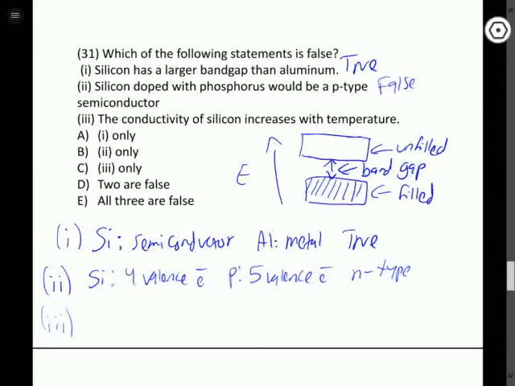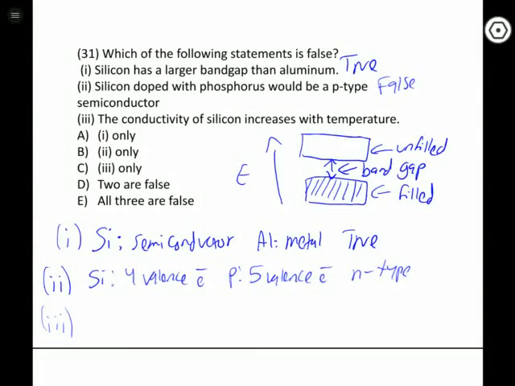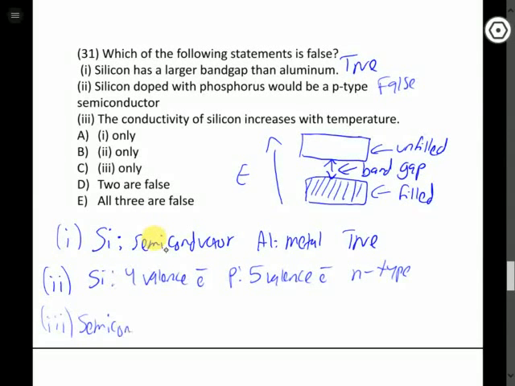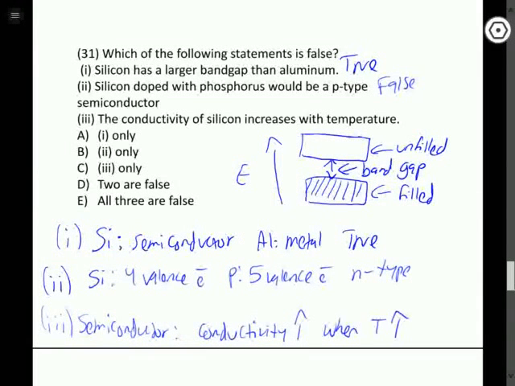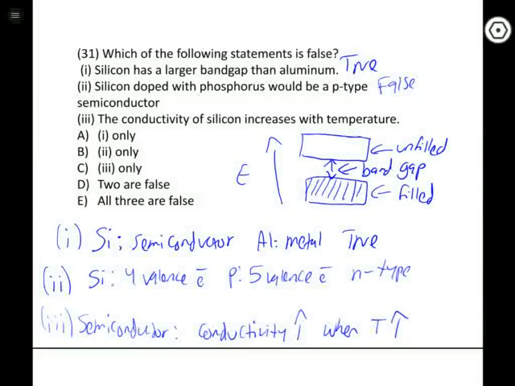choice 3 here, the conductivity of silicon increases with temperature. So this one I don't remember if I mentioned it in class or not, but for semiconductors, this is one of their key properties. When you have a semiconductor, the conductivity goes up when the temperature goes up. So there's that direct relationship. And that's because you have that intermediate band gap. If you increase the temperature, you're going to give the electrons more energy, and more of them are going to be able to cross this band gap.